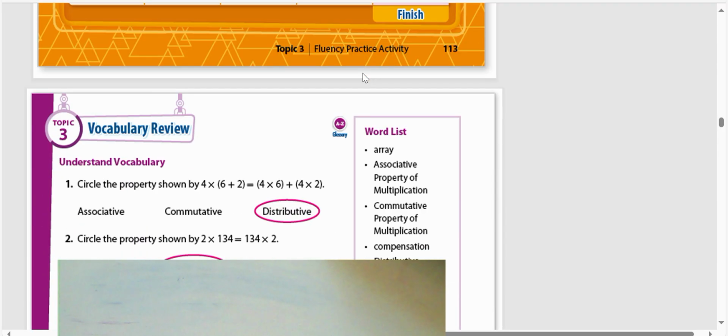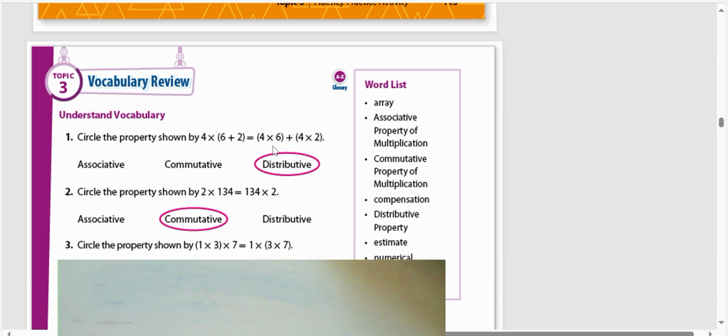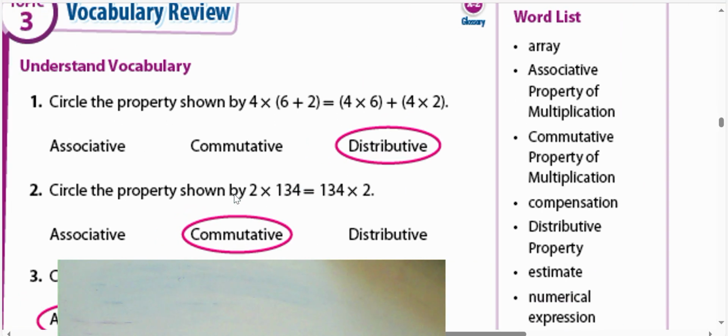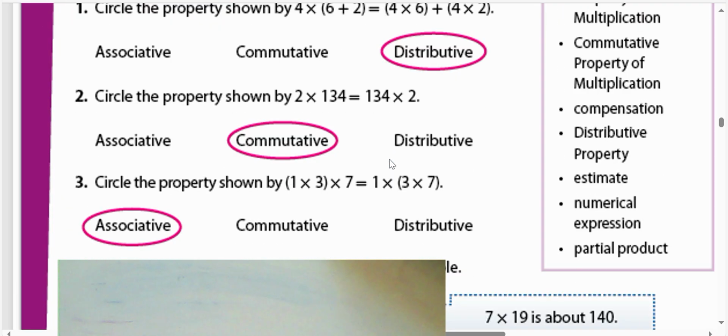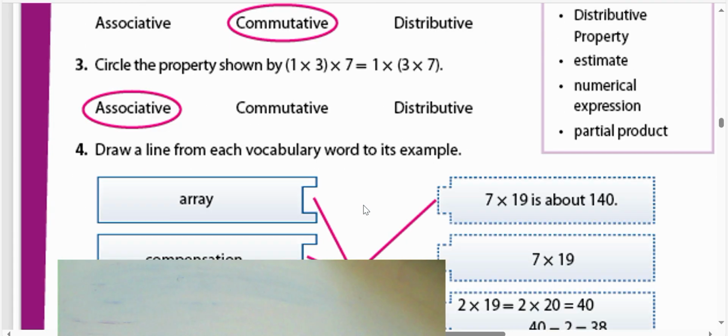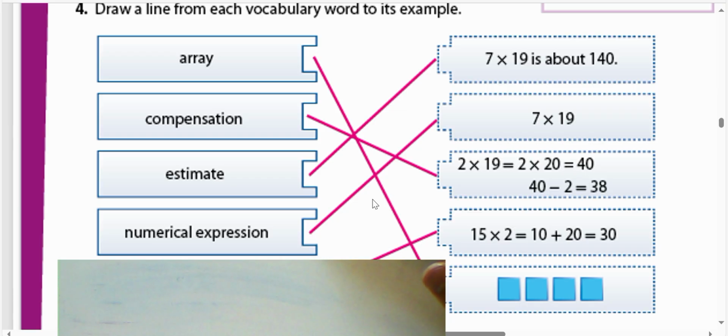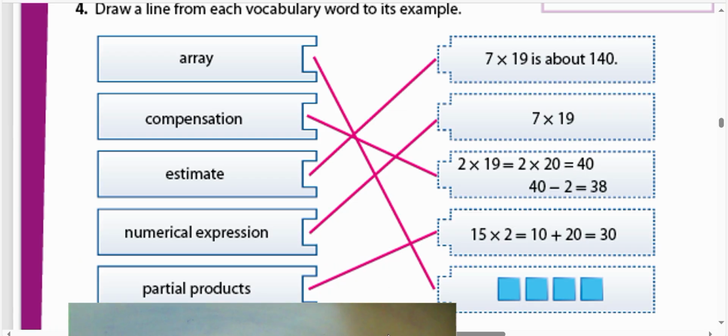Okay, you know these properties. Here we call this the commutative property: 2 times the number equals the number times 2, repeated. We call this the commutative property, and this the distributive property. Check this property here, 1 times 3 times 7, we call it the associative property. Okay, we can join the correct answer by the array here. This we call an array.